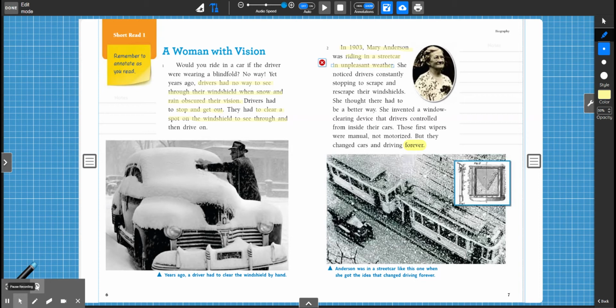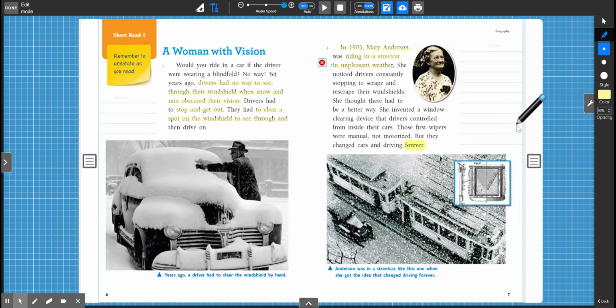Now, why did she do what she did? Why did she come up with this invention? Let's keep reading. She noticed drivers constantly stopping to scrape and re-scrape their windshields. She thought there had to be another way. So why did she come up with this? Pause the video, highlight why did she come up with her invention.